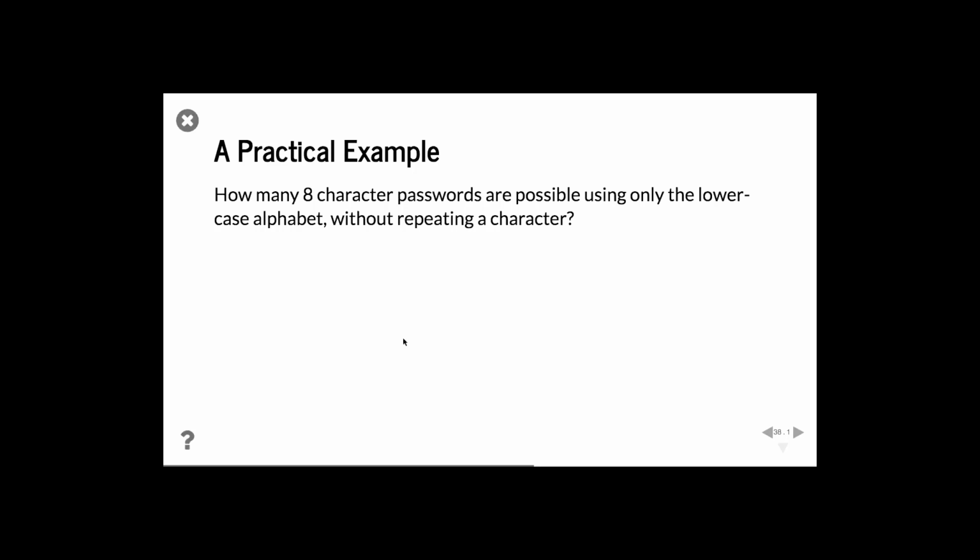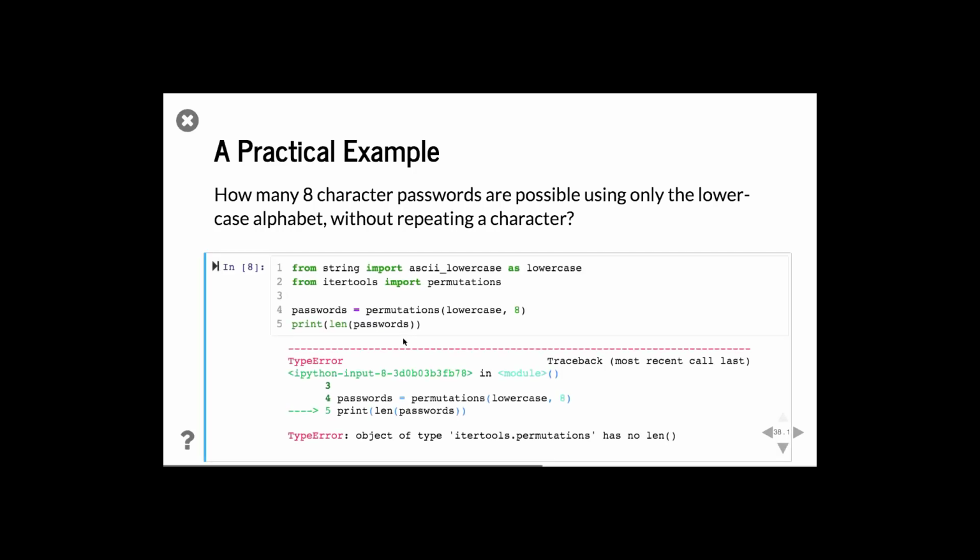So the student's seen some examples. They might start out with some code. We give them the lowercase alphabet. They get the permutations function. Lowercase letters, how many ways can we pick 8 of them? And then we need to see how many, so we use the len function. And we get another error. Object of type itertools.permutations has no len.